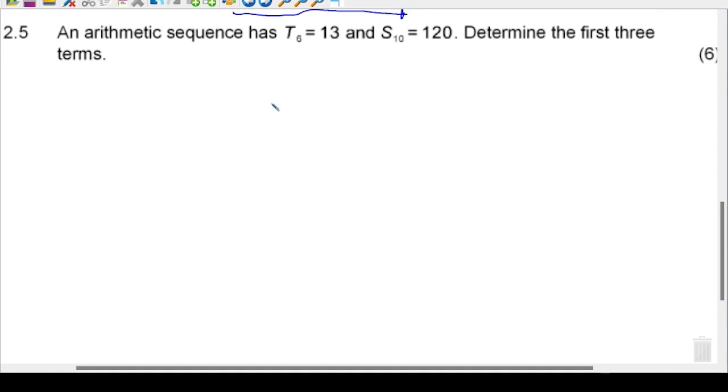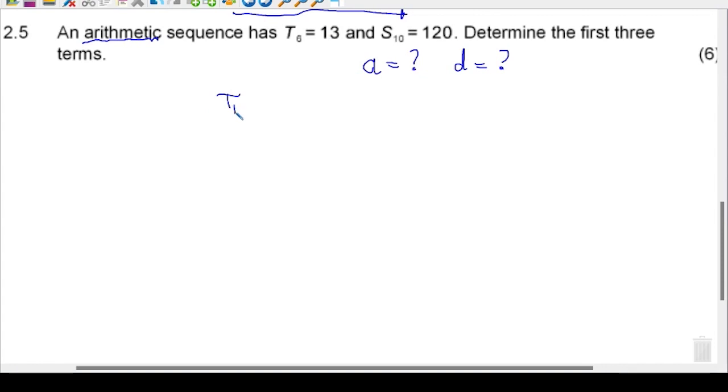Okay, the next one gives us two bits of information and asks us to write down the first three terms. For an arithmetic sequence, what we need to know are what does it start with and how much is it growing by? What is A and what is D? Typically in maths, when we are required to find two variables, we will need two equations. And we can set up two equations here.